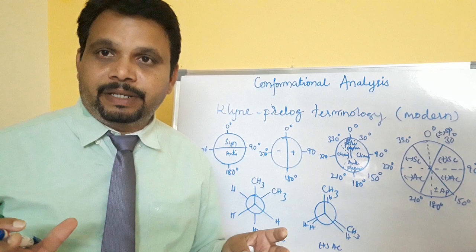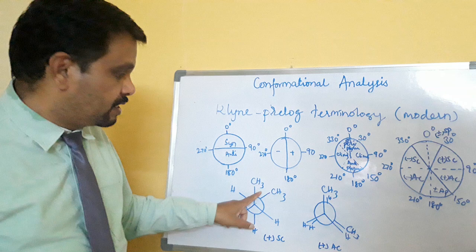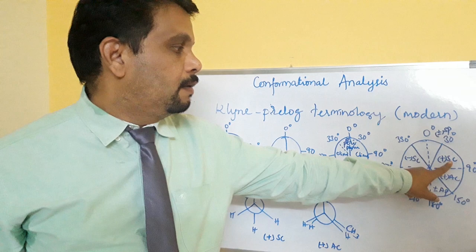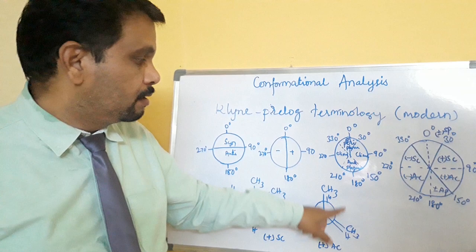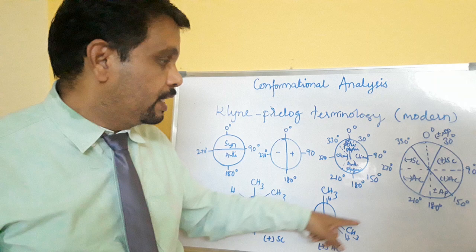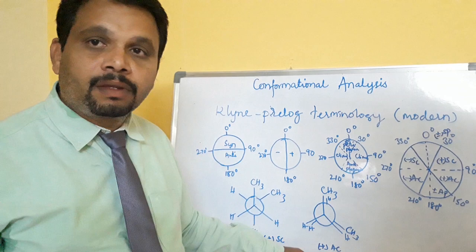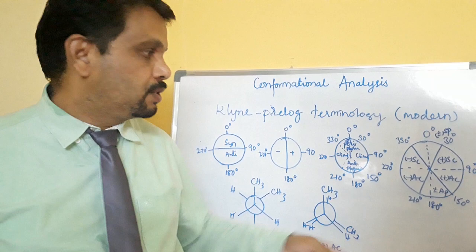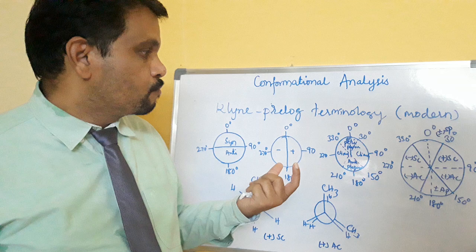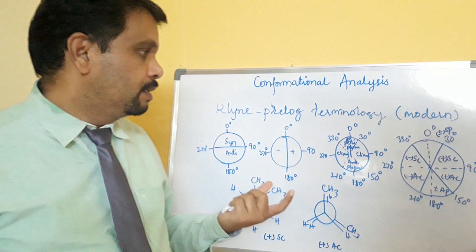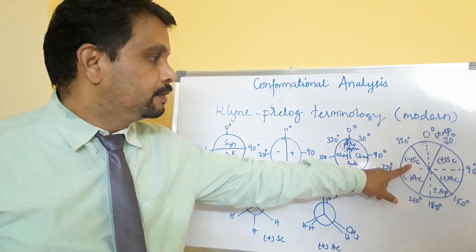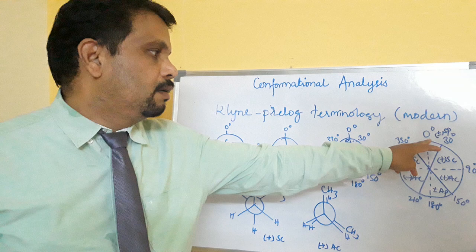If a 60 degrees dihedral angle is there in between, then you can indicate with plus SC. Okay. If 120 degrees dihedral angle is there, 120 degrees means it comes in this, therefore plus AC. Okay. Suppose it is 240 degrees, partially eclipsed, then minus AC. Suppose it is 300, that is gauche, so minus SC. Okay. If there is only 30 degree separation, then plus or minus SP.